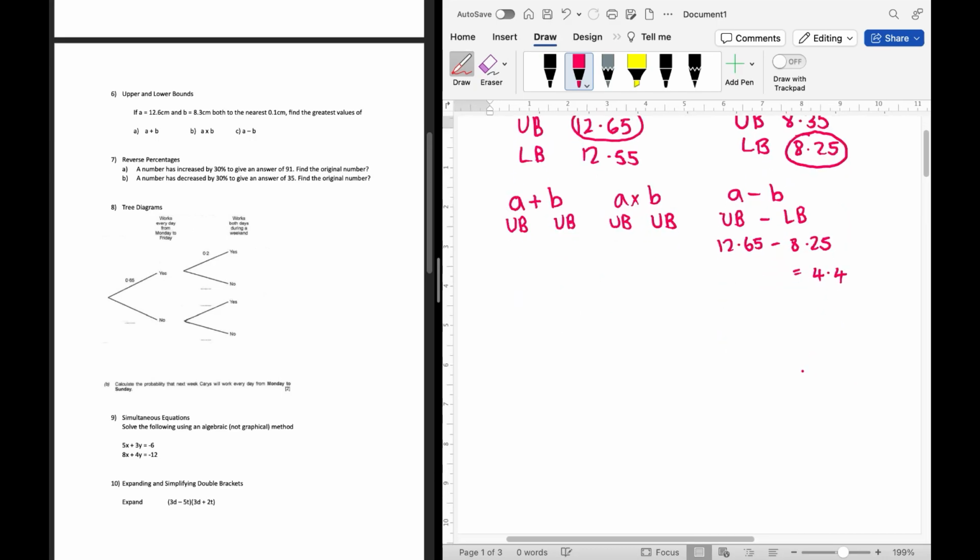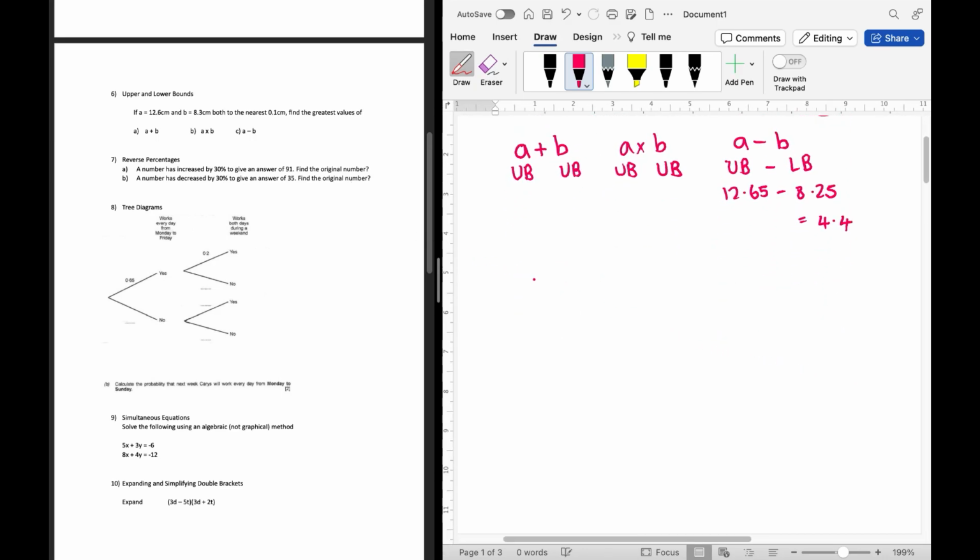Question 7, if you can read it there, reverse percentages. I'm just going to do 7a. So the full amount has increased by 30%. I've increased the number by 30%. So I now know 130% of the value of that number. The full amount plus the extra 30 that it has increased by. And after the 30% increase, it's worth 91. The idea is we've got to find what it was before the 30% increase.